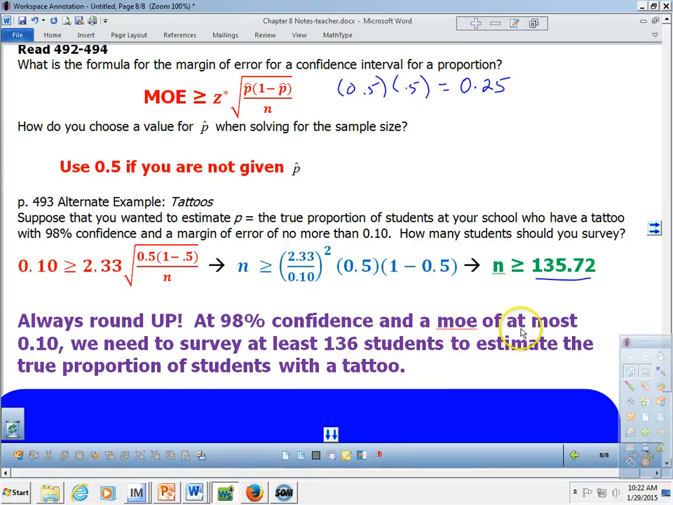At 98% confidence, and a margin of error of at most 10%, right? We need to survey at least 136 students to estimate the true proportion of students with a tattoo. Okay? We don't want any more than 10% margin of error. Okay? And so that will give you some idea as to how many people you need to go talk to.